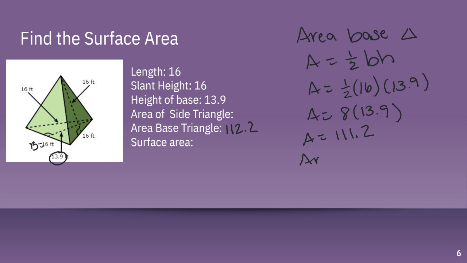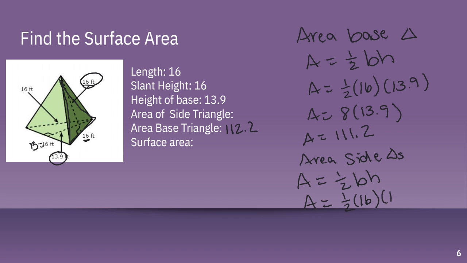Now I need the area of the side triangles. So again, they are triangles, so I do area equals 1/2 base times height. Now I need to pick out what my numbers are. If I'm looking at my side triangle, I am simply looking at this figure right here. My base is going to be 16 again, so I have 1/2 of 16. Now my slant height is 16. So I'm going to use 16 again. So I have 1/2 of 16 times 16.